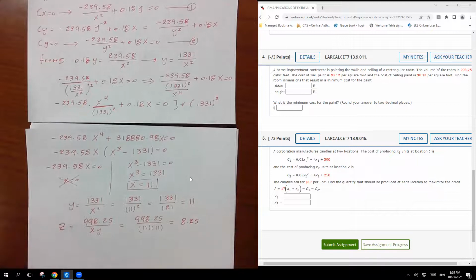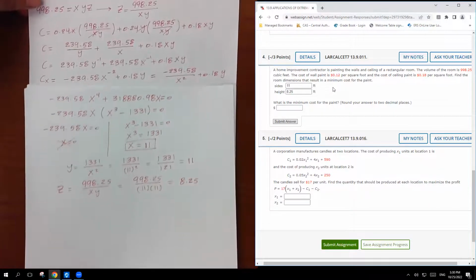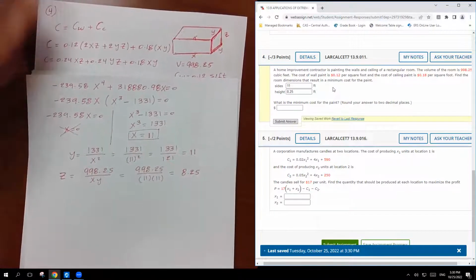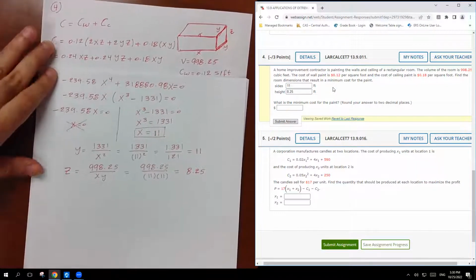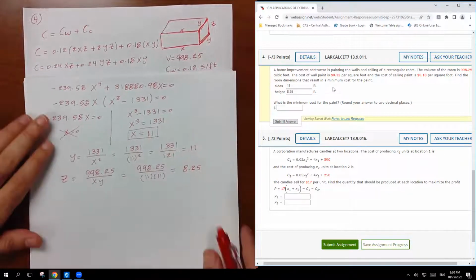So now we have the dimension of the room. That means we're going to plug in the sides, which is x and y, just 11, and the height is 8.25. Now we need to find the minimum cost. We're going to go back to our equations, which is this one. Because we have the dimension of the room, we're just going to plug in everything here to find the minimum cost.